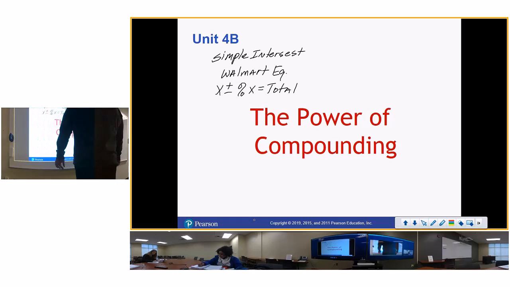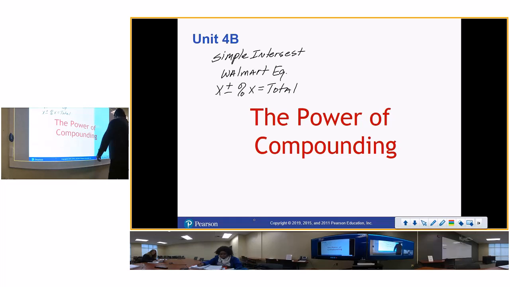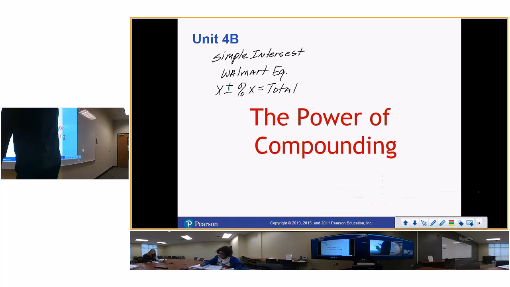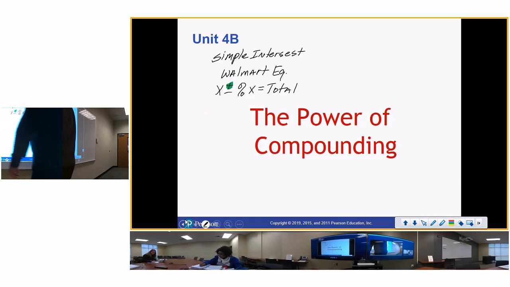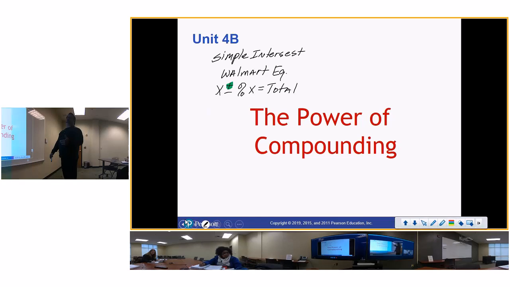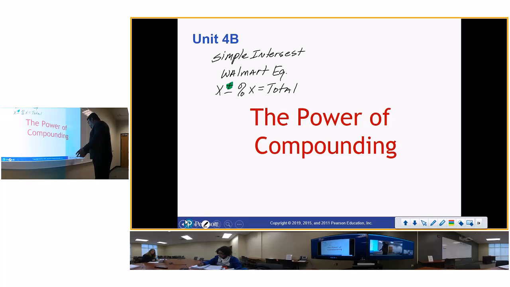Okay? And with interest, which one do you think you're going to use? Plus or minus? No, because you add interest. So with the interest, you're always going to use the plus symbol. So it's going to be x plus percentage x is equal to the total. Okay? And we're going to go through that, but I'm just going to write all these down.